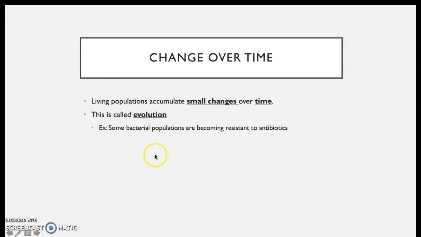Things like bacteria are becoming resistant to antibiotics just from overuse of antibiotics. What happens is the individual bacteria that were resistant to those antibiotics were the only ones that were able to survive after antibiotics were used, and then those bacteria reproduced and reproduced and reproduced to create entire populations of bacteria that are actually resistant to antibiotics. And in some cases, those populations are resistant to more than one antibiotic.